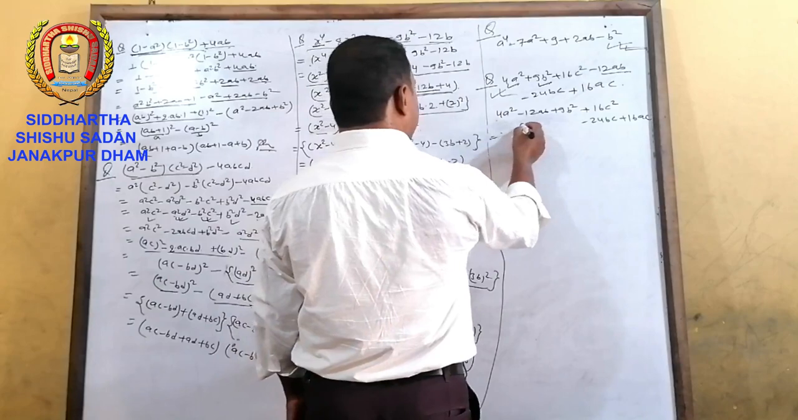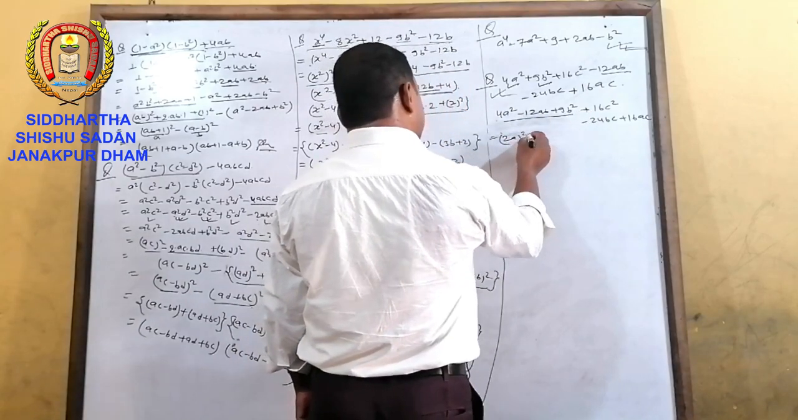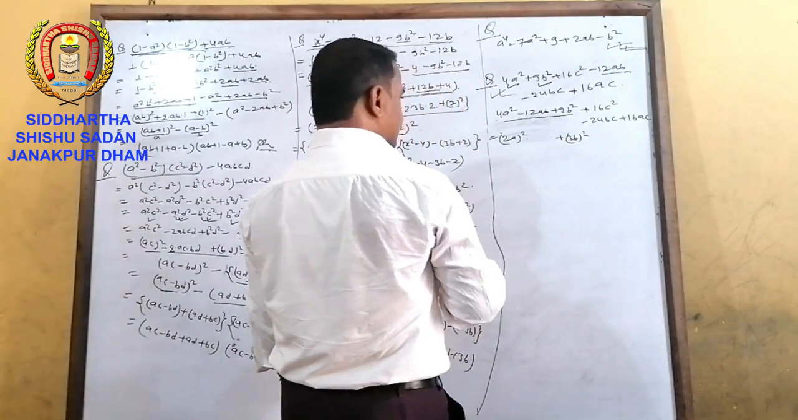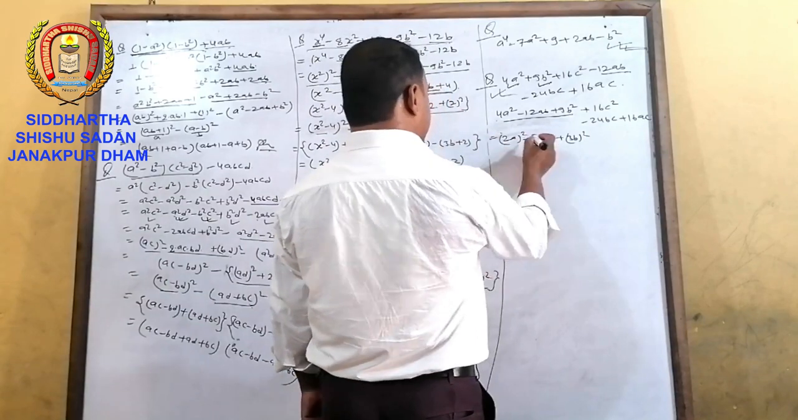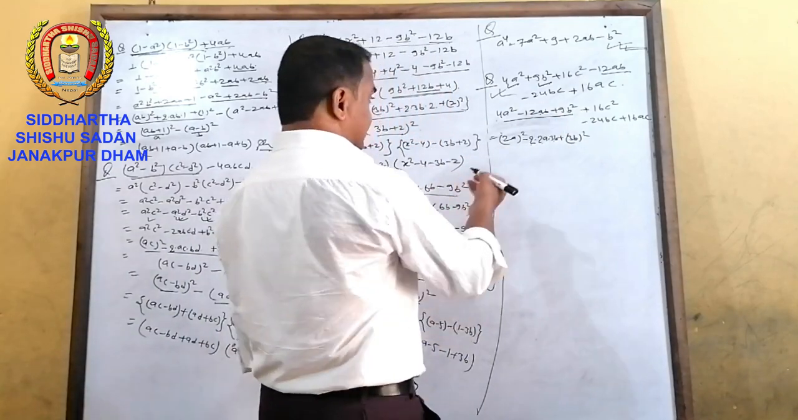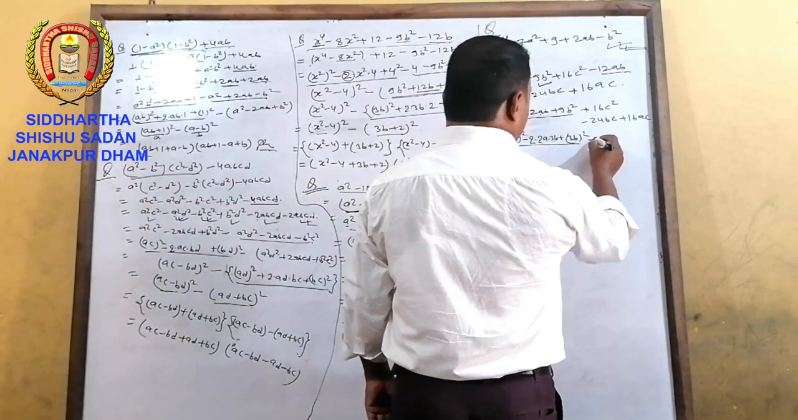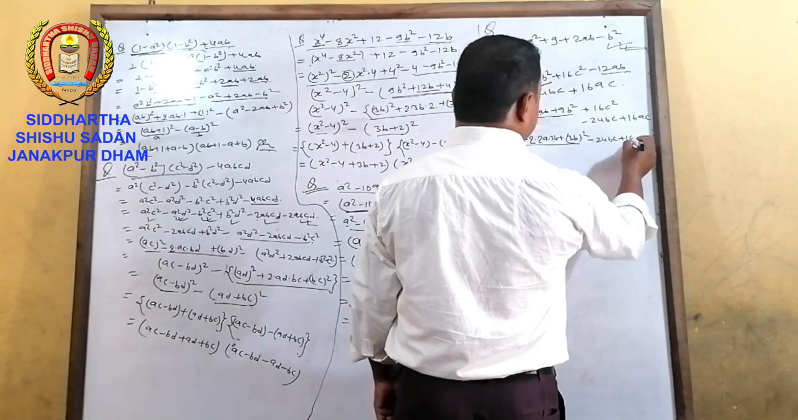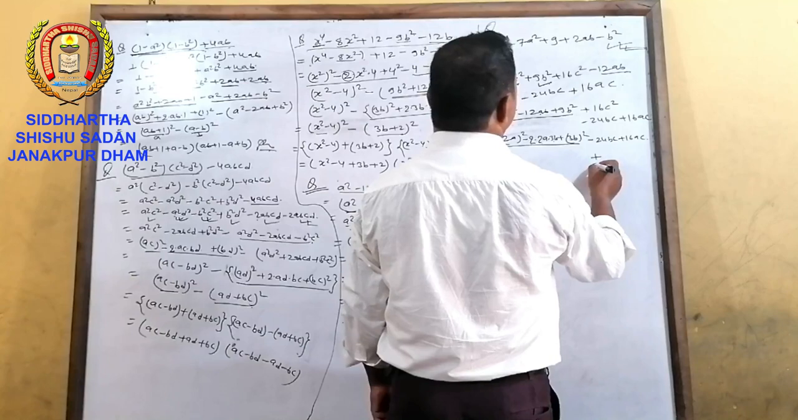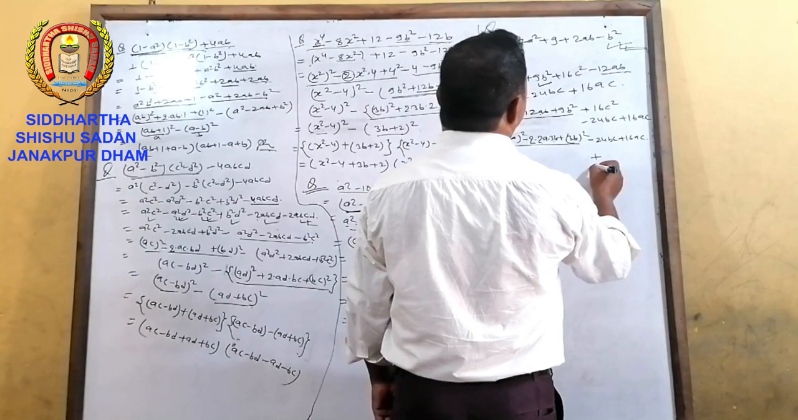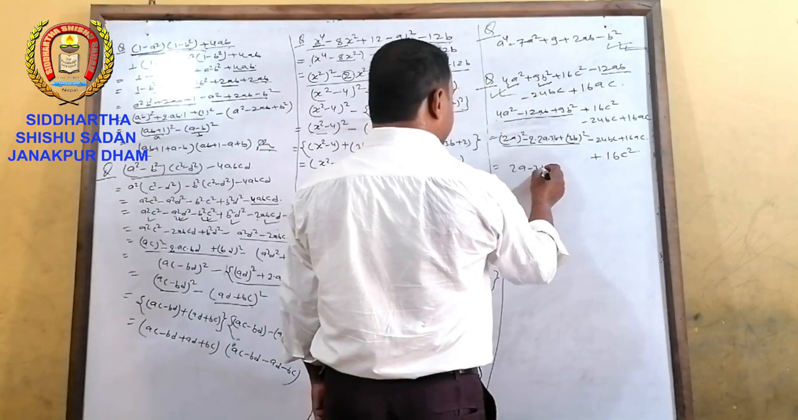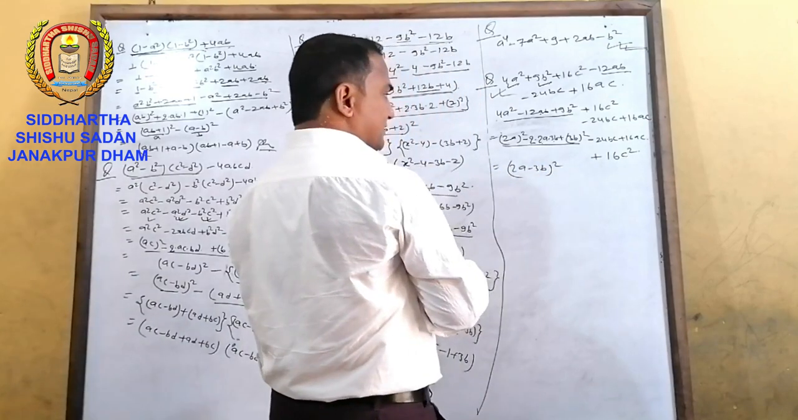Look here, it is in the form of 2a whole square plus 3b whole square minus 2 times 2a times 3b. It means 2 times 2 times 3 is 12ab. It means it is a perfect square. Again, minus 24bc plus 16ac, right, plus 16c square. Look here, it is in the form of 2a minus 3b whole square, right?